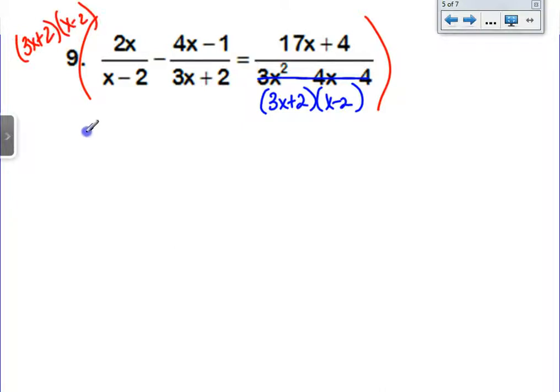So this first fraction, the x - 2's will cancel, but you still have a 2x times the 3x + 2. Our next fraction is going to cancel the 3x + 2's, but you still have, and this is kind of weird, you still have a negative. You need to put the 4x - 1 in parentheses because you're going to have to distribute that negative later on. And he's also going to have to multiply by the x - 2. We got a lot of simplifying to do here. Now good news, the last fraction, both of them cancel.